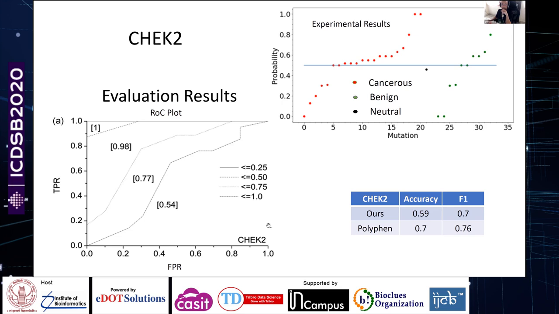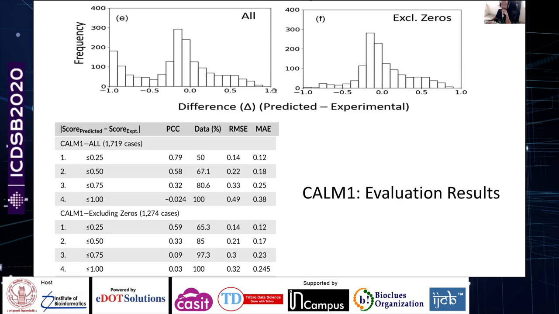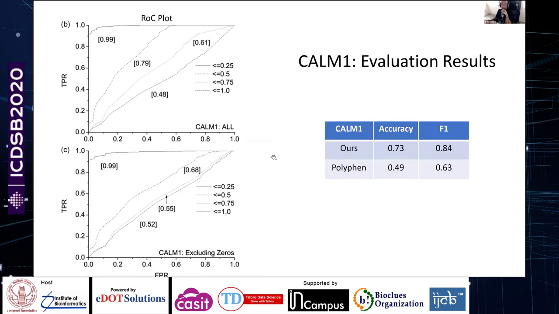We do similar analysis for the CAM1, and I will not go into the detail of this for the sake of time, and I'll summarize the overall result. In this case, as you can see, the accuracy for us was 0.73, whereas for PolyPhen, it was only 0.49. So you can see in this case, we have done much, much better than PolyPhen, which is a machine learning based method. And even our classification score is much better.